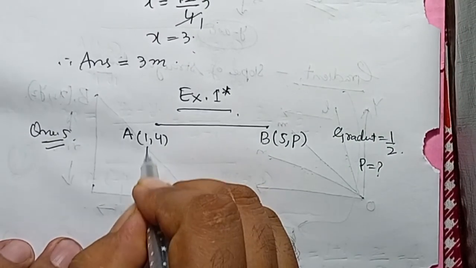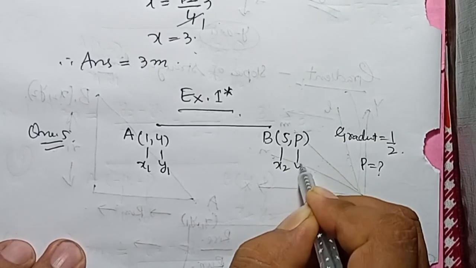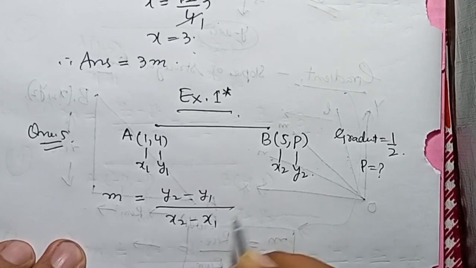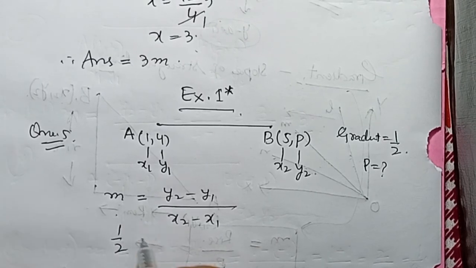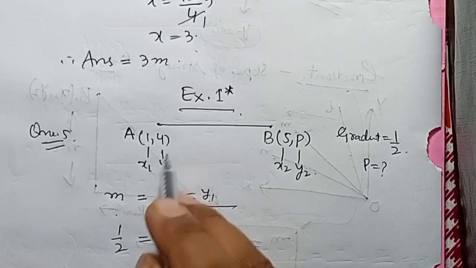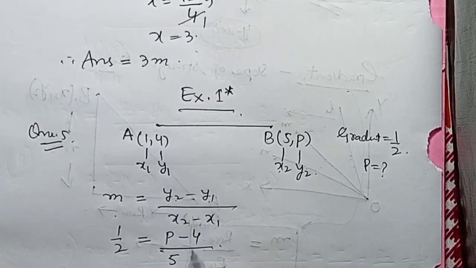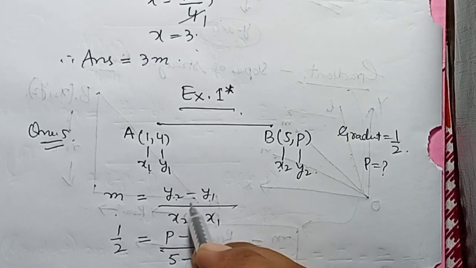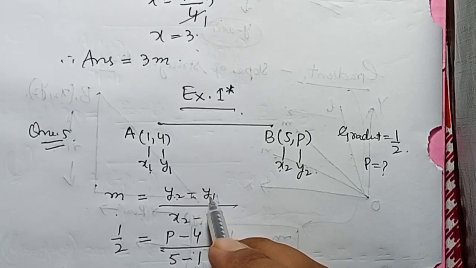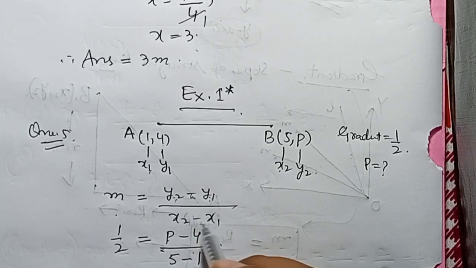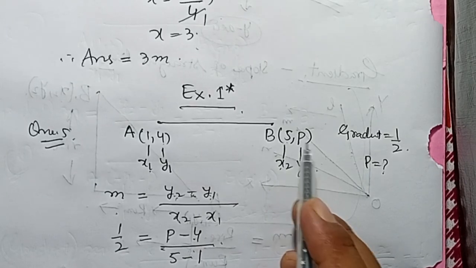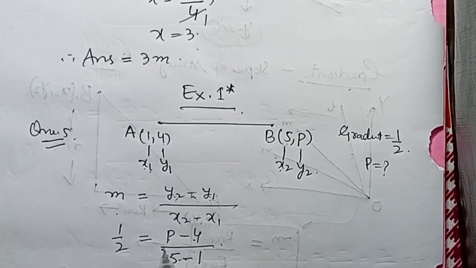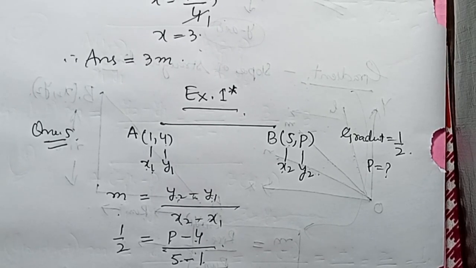How to do? Since this is my x1, this is my y1, this is x2, this is y2, because points are given. So gradient M is equal to y2 minus y1 divided by x2 minus x1. This is my formula. What is gradient? It is 1 by 2. What is y2? That is p, minus what is y1? That is 4. What is x2? That is 5. What is x1? That is 1. So in place of y2 I am putting the value p, then this minus I am taking from the formula and writing here. Then in place of y1 I am putting the 4 here. In place of x2 I am putting 5 here. Then I am taking this minus and writing here. In place of x1 I am putting 1. So 1 by 2 equal to p minus 4, divided by 5 minus 1, that is 4.